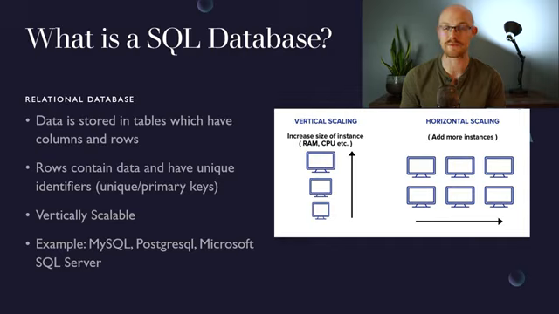Horizontal scaling has been proven to be quite a bit more efficient because you're not putting so much workload on just one server or one instance. What you're doing is really spreading it out and allowing a lot of people to help at once, or a lot of instances to help at once. Some examples of a relational database or a SQL database are MySQL, PostgreSQL, and Microsoft SQL Server.